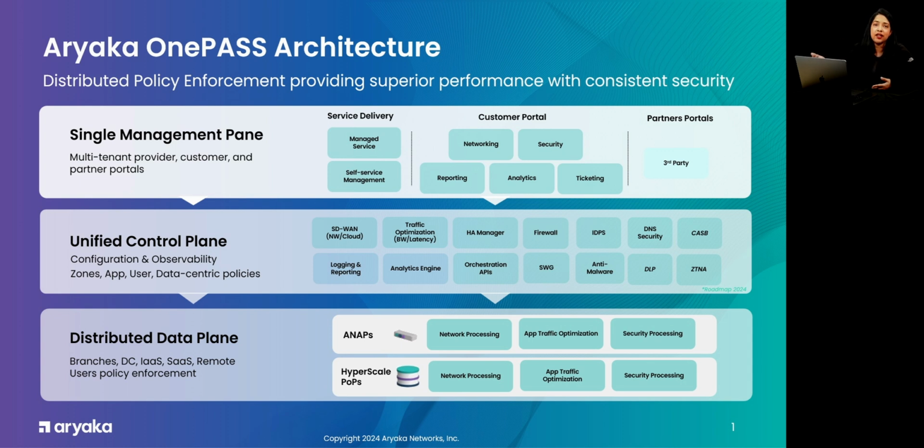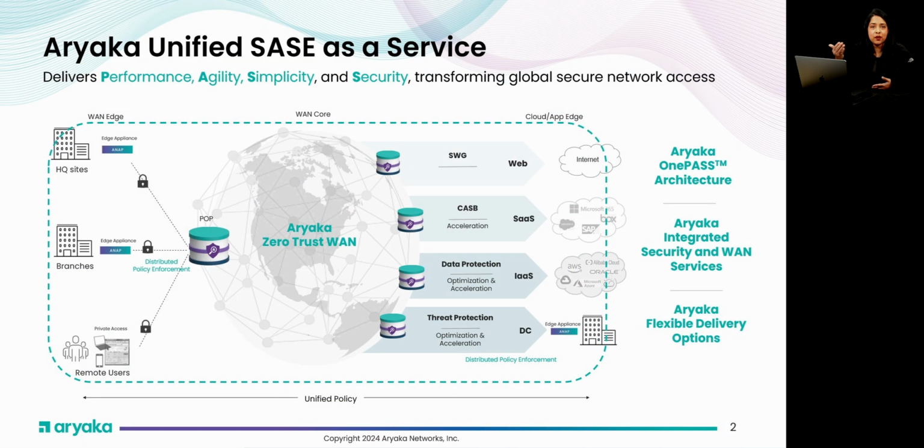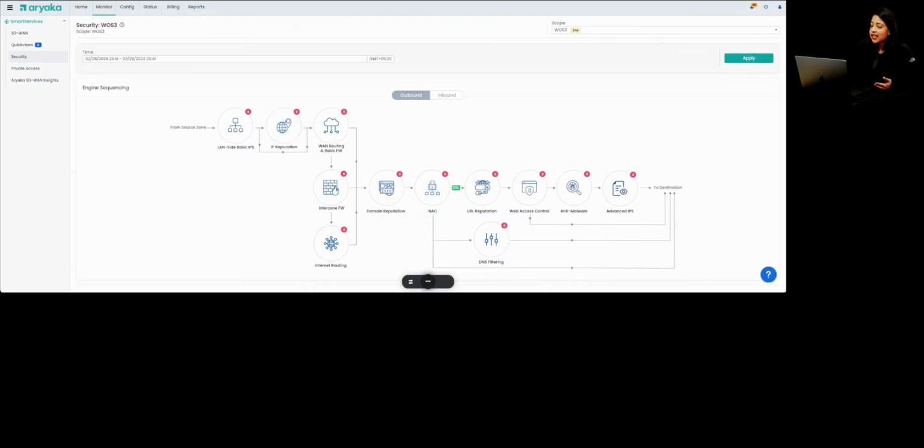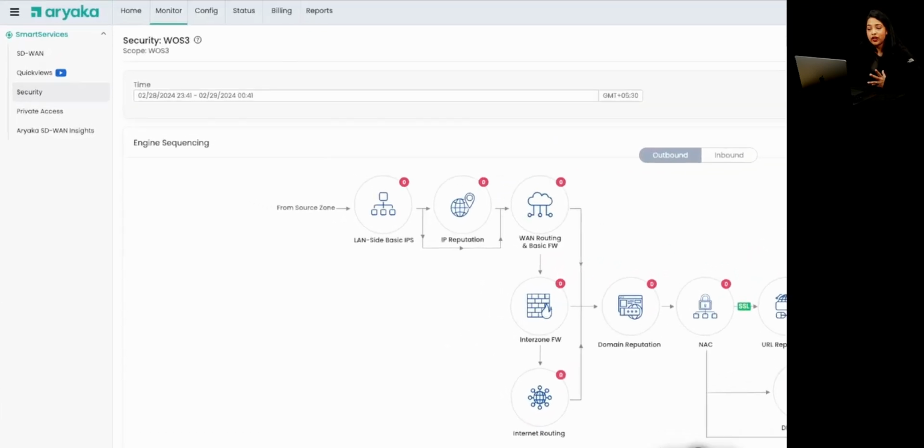All of that security configuration happens in a single portal, and the distributed enforcement architecture that we have will ensure that the policies take effect at the right place. So if you're a site with an ANAP, the enforcement happens on the ANAP. If you're a site without an ANAP, then the enforcement happens on the POP. And if you have remote users, then the enforcement for their security happens on the POP.